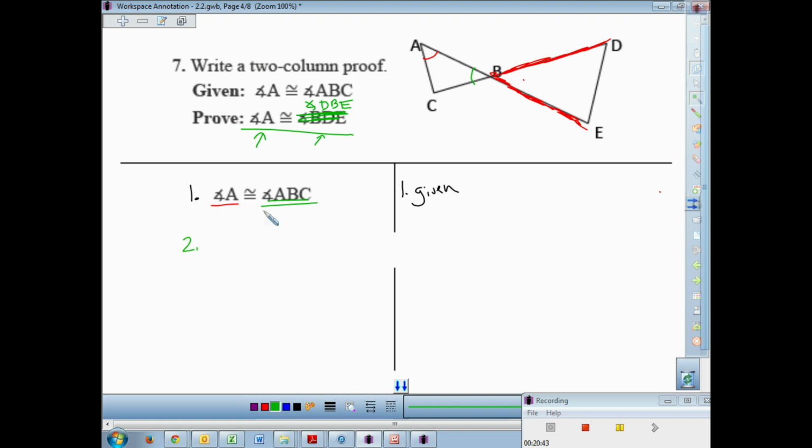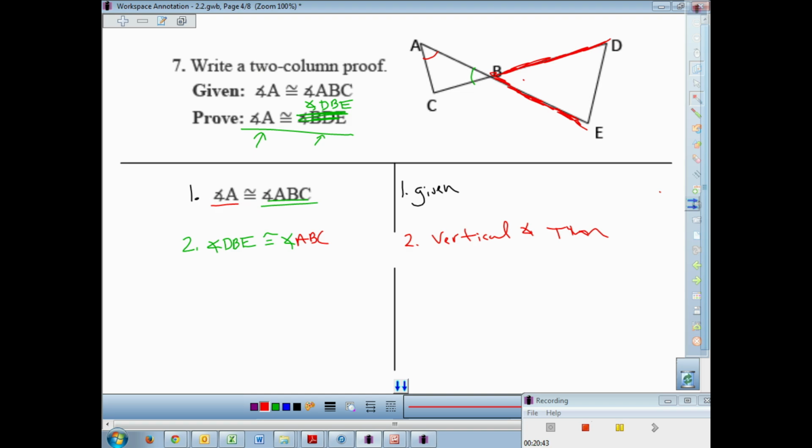Step 2. This angle that we're talking about, isn't it angle DBE? It's congruent to what? Angle ABC. How come? They're vertical angles. And the vertical angle theorem says, yes, sirree, Bob. Nice.